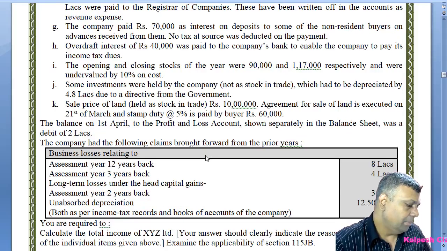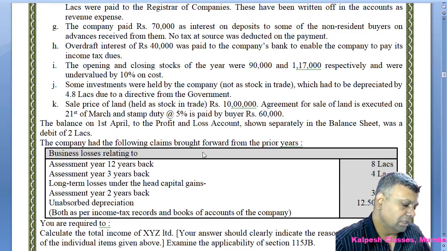K. Sale price of the land held as stock in trade, rupees 10 lakhs. Agreement for the sale of land is expected on 21st March and the stamp duty at the rate of 5% is paid by the buyer, rupees 60,000. The balance on the 1st of April.